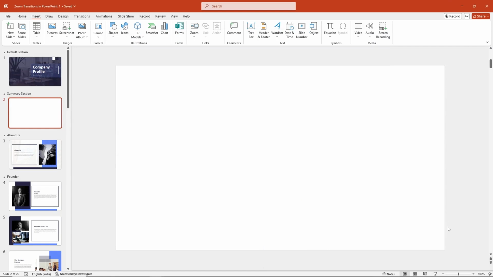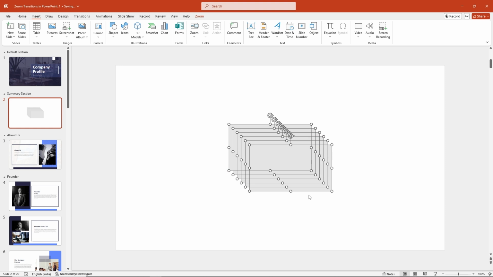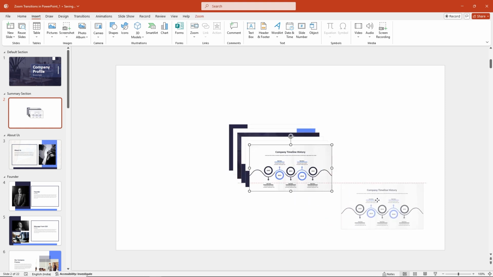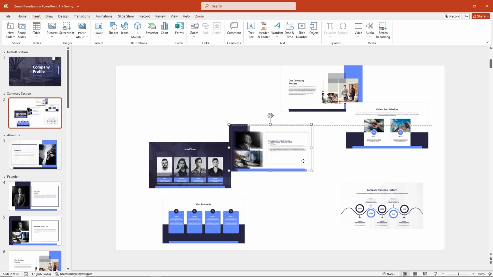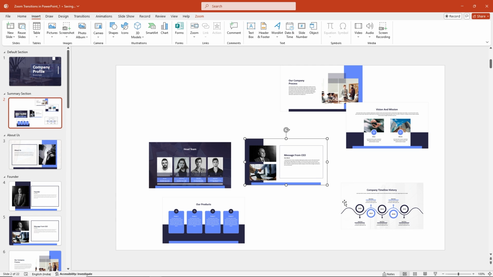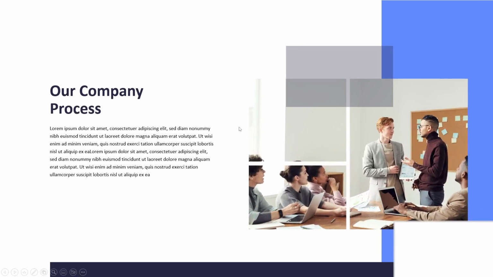Now, if you just want to add a normal zoom transition effect to your presentation without using sections, you can use the slide zoom. This is the simplest zoom transition that you can have in PowerPoint. Click on Zoom and select Slide Zoom and select the slides you want to include. This works best when you choose slides that are back to back. Click on Insert. Now arrange them on your slide. While presenting, click on these slides to have a cool zoom transition where you zoom in and out of the slides you selected.